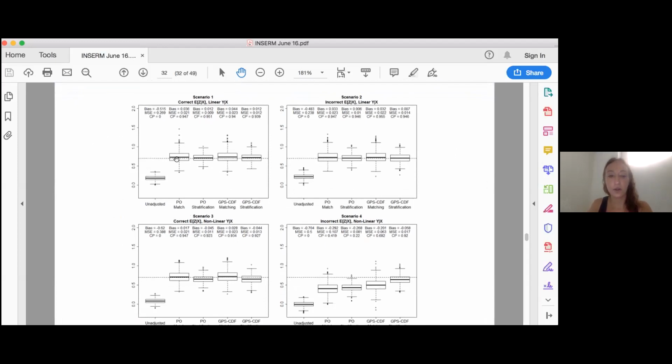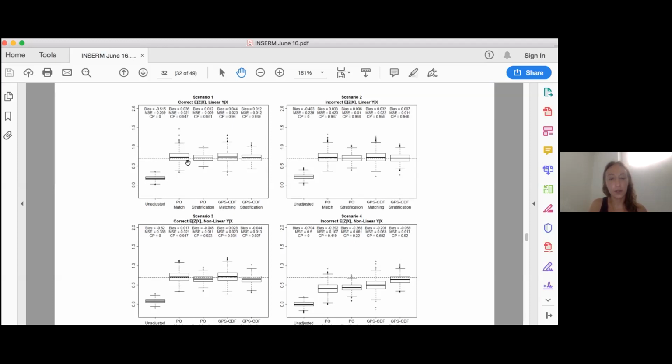So the black bar shows the extent of bias. So the truth is the dotted line. So we want our black bar to go through the dotted line. On the x-axis are the different possible methods: unadjusted modeling, heavily biased, fitting a proportional odds model and matching, fitting a proportional odds model and stratifying, and then using the GPS CDF matching and stratification that we propose.